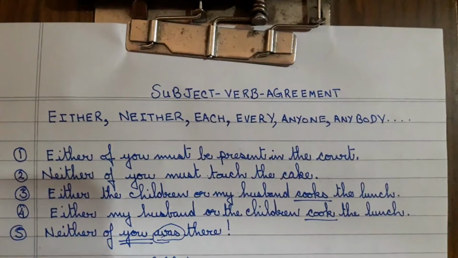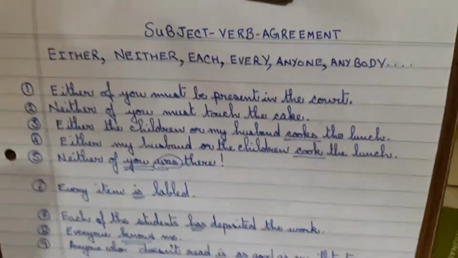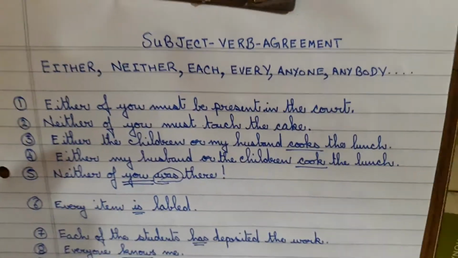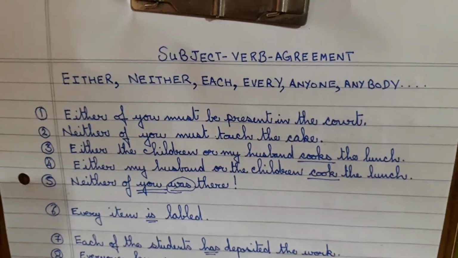Now, if I say neither of you must touch the cake, and after that I say either of you has touched the cake. Either of you has touched the cake. So it will be has. Alright. Now coming to every.